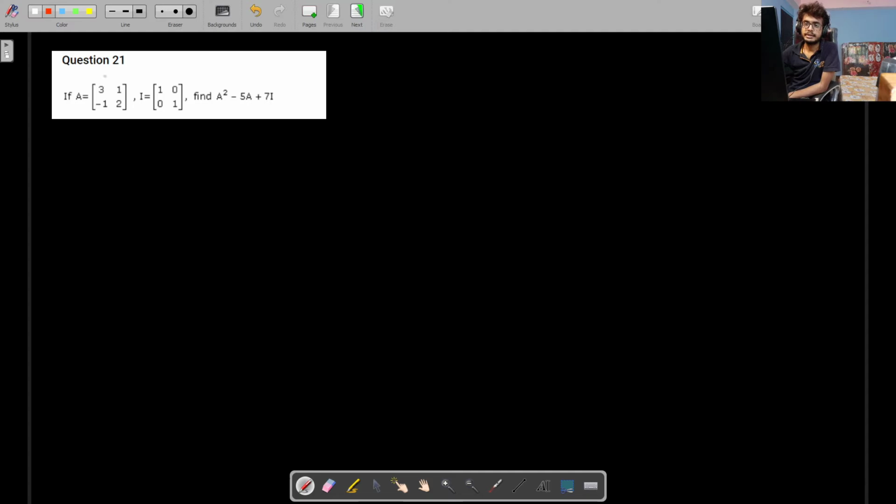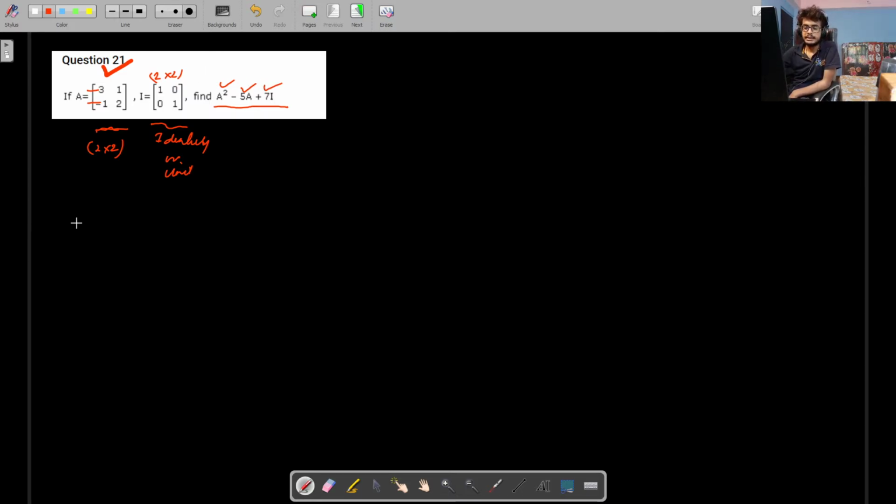So we are given a matrix A, which looks something like this. Then we have a matrix I, which is a 2 by 2 identity or unit matrix. And A is also a 2 row, 2 column, that is a 2 by 2 matrix. We are told to find A square minus 5A plus 7I.